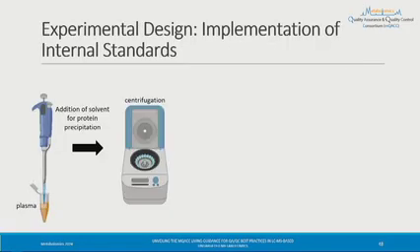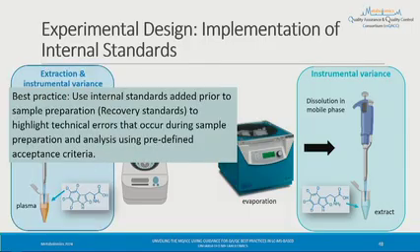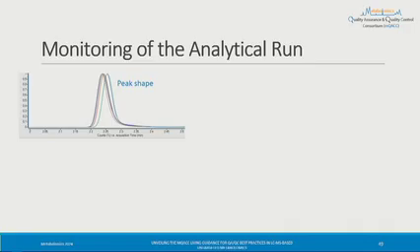In terms of the experimental design and this idea of either spiking pre or post, as we mentioned, if you spike pre-extraction, then these would be called in some communities recovery standards, and they will highlight both errors with analysis and sample preparation. And if you do this post-extraction, it will highlight only errors during the analysis part of the workflow.